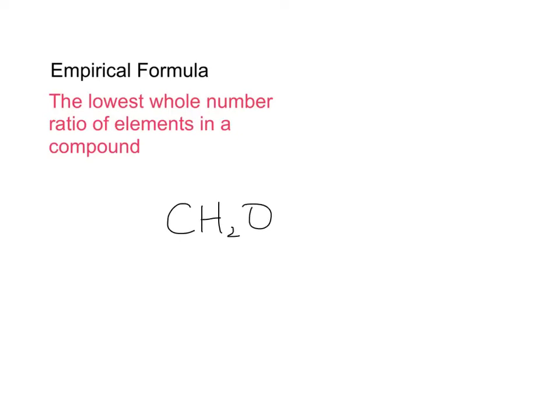Notice that this formula is just the lowest whole number ratio, so that tells us one carbon for every 2 hydrogen for every 1 oxygen. That can't be reduced to any other ratio and still maintain a whole number. And we need whole numbers when we're dealing with actual atoms, because we can't have halves of atoms.